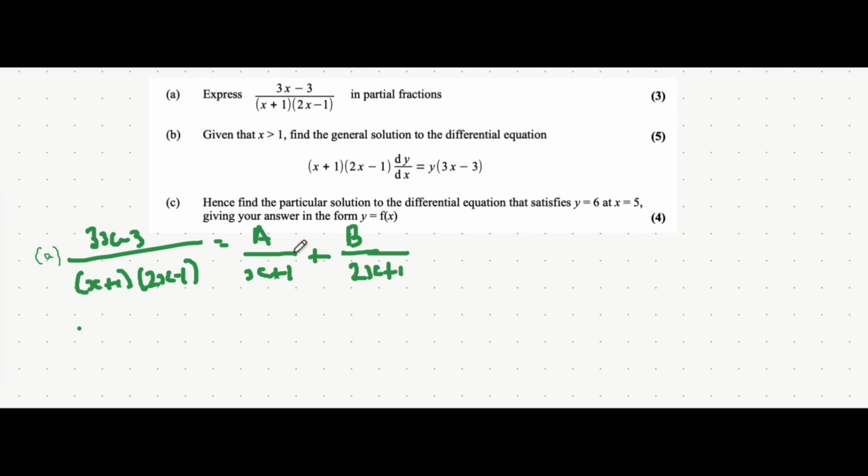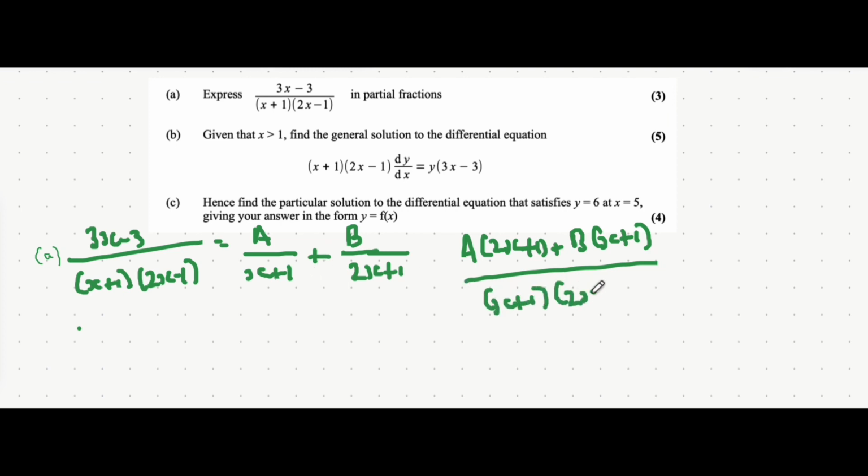Now, what do we know about adding fractions? Well, we can cross multiply, can't we? We can say A times 2x minus 1 plus B lots of x plus 1, all over the denominator, which is the multiplication of the two when you're adding the fractions. So that's x plus 1, 2x minus 1, is all equal to the fraction that's given at the start of the question, 3x minus 3 all over x plus 1, 2x minus 1.